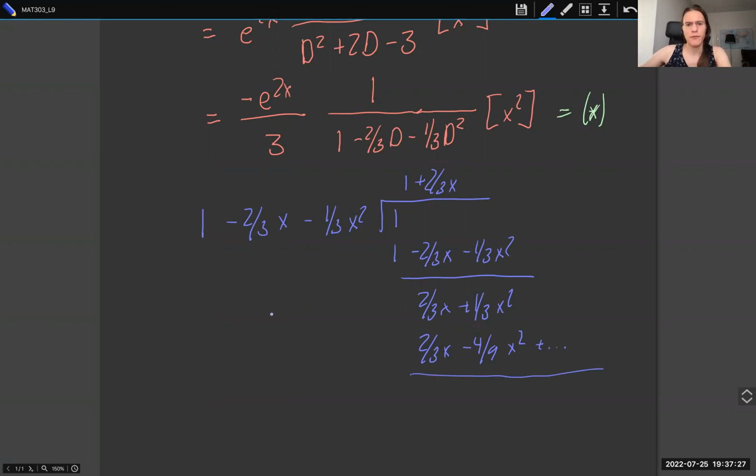Then I have 3/9, and then I'm adding 4/9, which is going to give me 7/9. So then I'm going to get 7/9 x squared. And that does the expansion to second order. We don't care about third order coefficients.